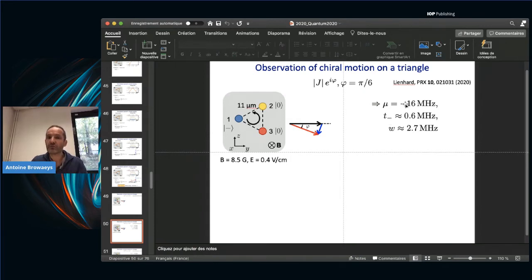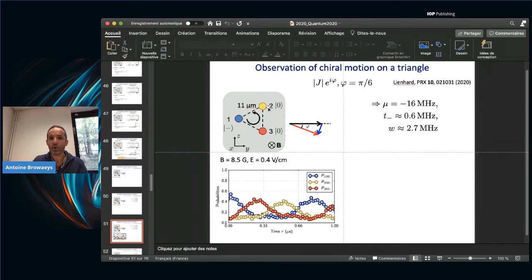The consequence of this complex hopping is a chiral phase. And if we choose the phase such that the total flux in this elementary plaquette is pi over 2, then we observe that indeed the minus excitation will hop from site 1 to site 3 to site 2. And this is seen here, where you have the probability of the minus excitation to be on site 1, on site 3, or on site 2. And you do see that sequentially it hops from one site to another.